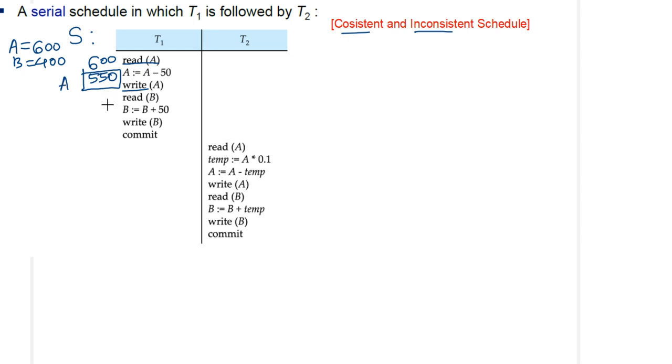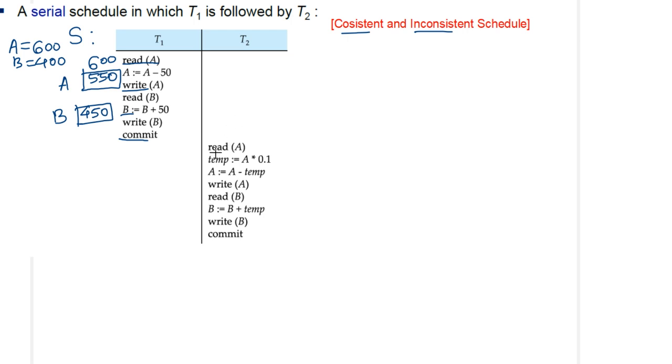Then read B. So what is the value of B? We have considered 400. So B will become B plus 50, so 450, and it writes this B, which is the final value of B. Now commit, so these values are final.